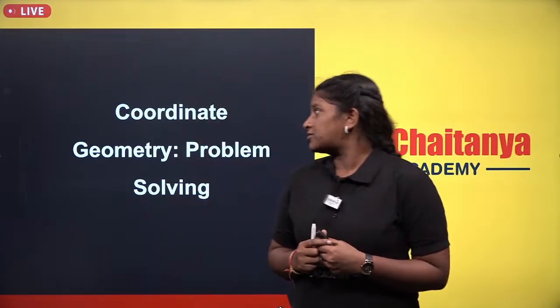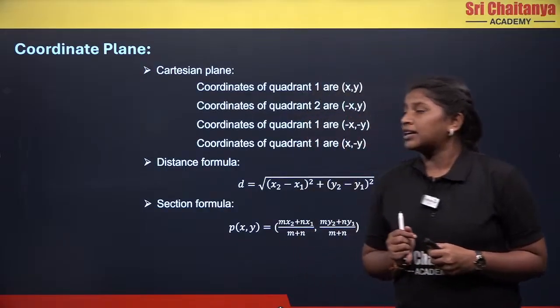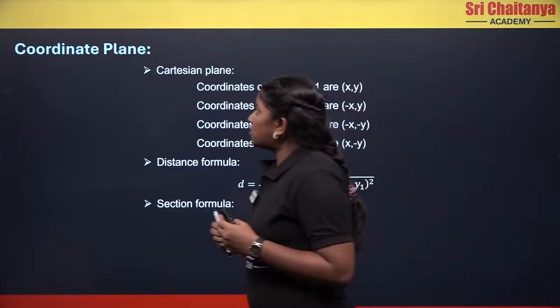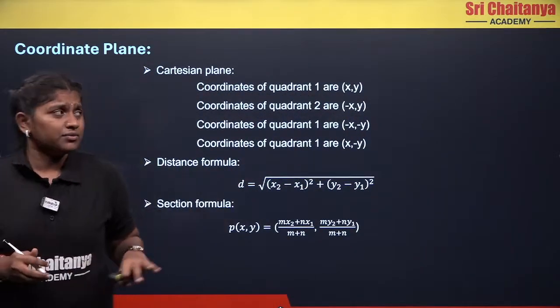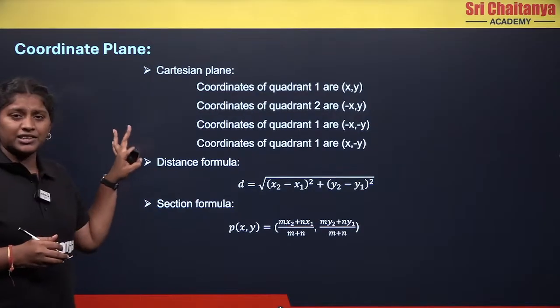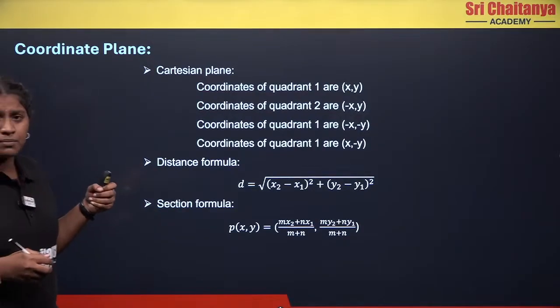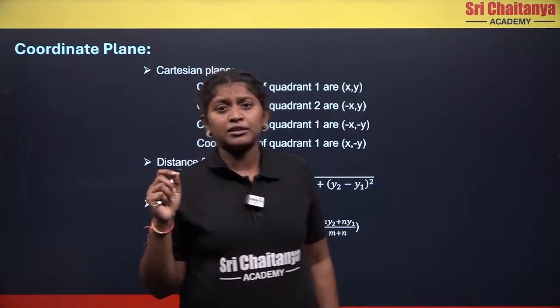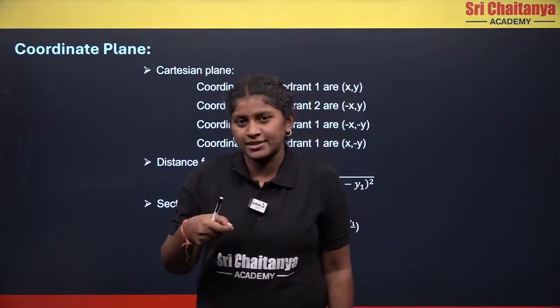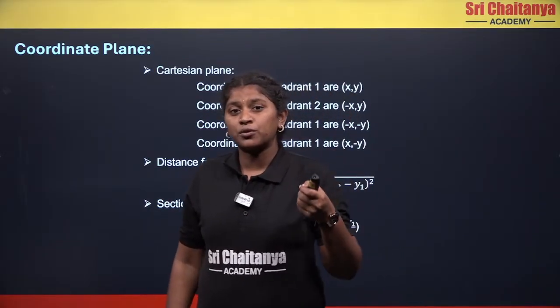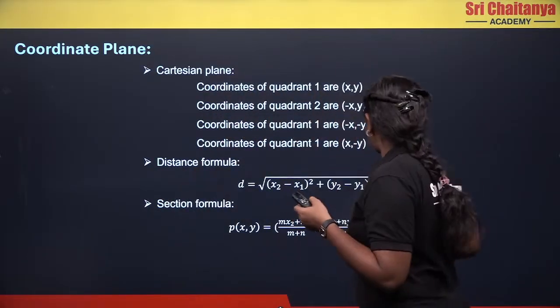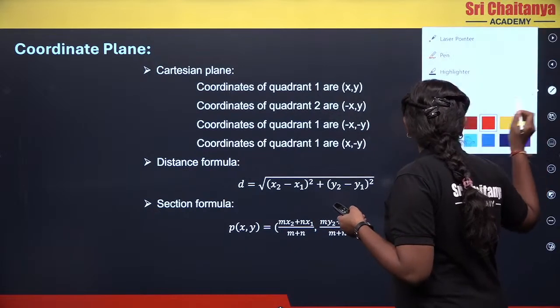Coming to the first one, we have discussed the Cartesian plane. Here we discussed the two axes, which are the x-axis and y-axis, and the point of intersection of those axes is called the origin, and the coordinates of the origin are 0, 0.